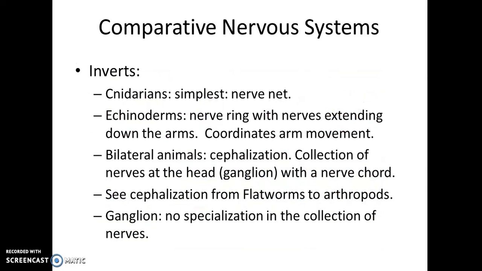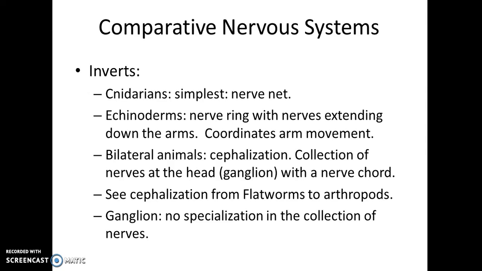Invertebrates, they have a very simple nervous system. They have a nerve net. Echinoderms have a nerve ring with nerve extending down the arms. They coordinate the arm movement. In bilateral animals, we have something known as cephalization, which is the collection of the nerves in the head.